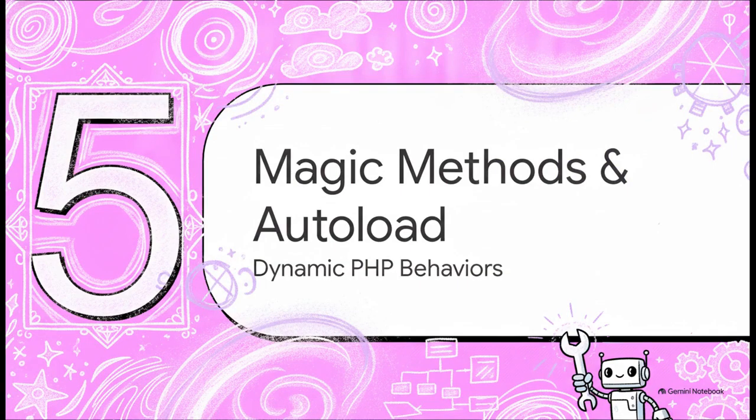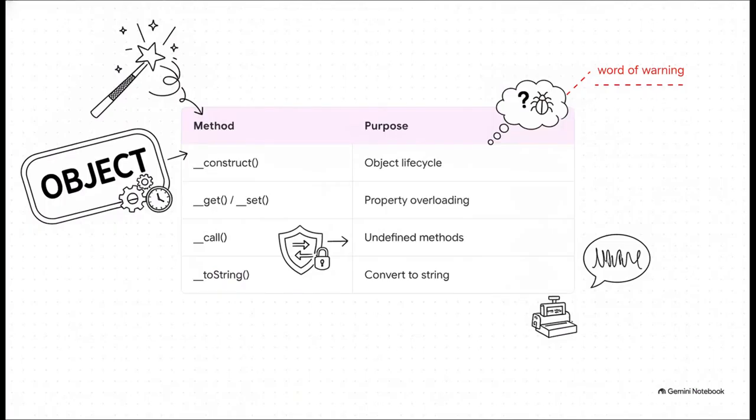Section 5, Magic Methods and Autoloading. Okay, I want to ramp up the energy a bit here because we are moving into the real sorcery of PHP. Let's talk about the automated tools and magic methods that do all the heavy lifting behind the scenes. PHP actually has built-in predefined functions called magic methods, and you can always spot them because they start with 2 underscores. The construct method automatically fires the exact millisecond an object is created, which is perfect for setting up initial data. Get and set allow you to dynamically intercept when someone tries to read or write to a property that is hidden or just doesn't exist.